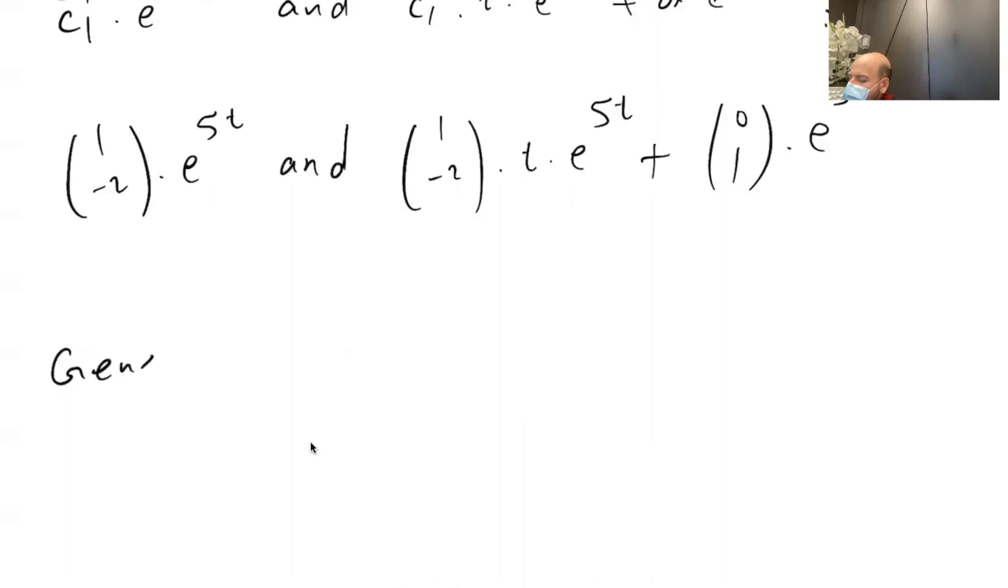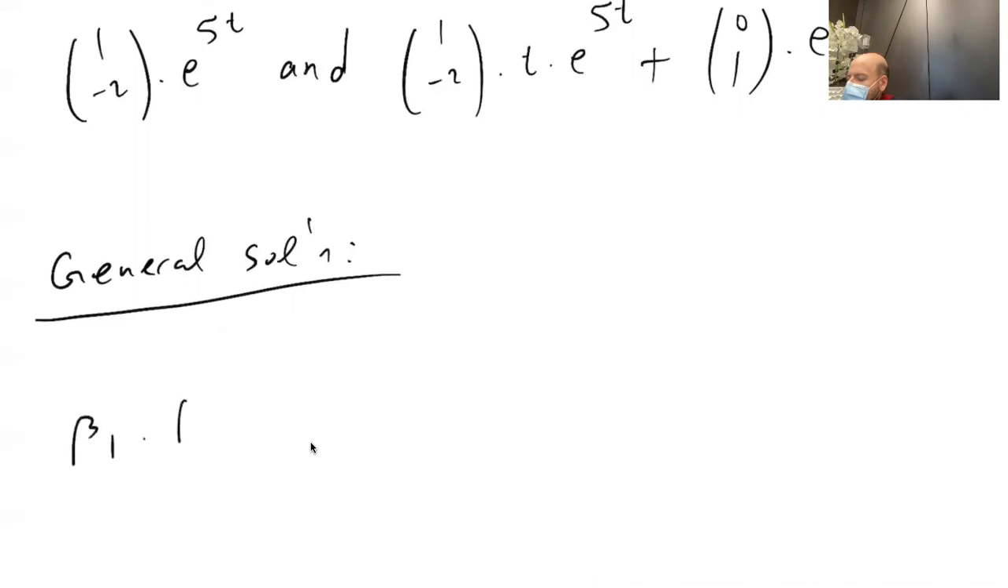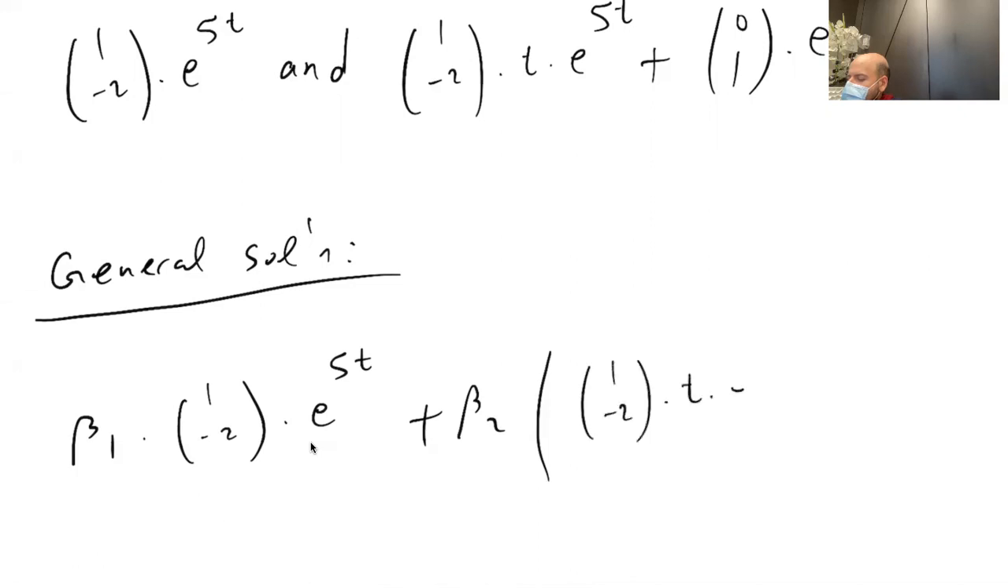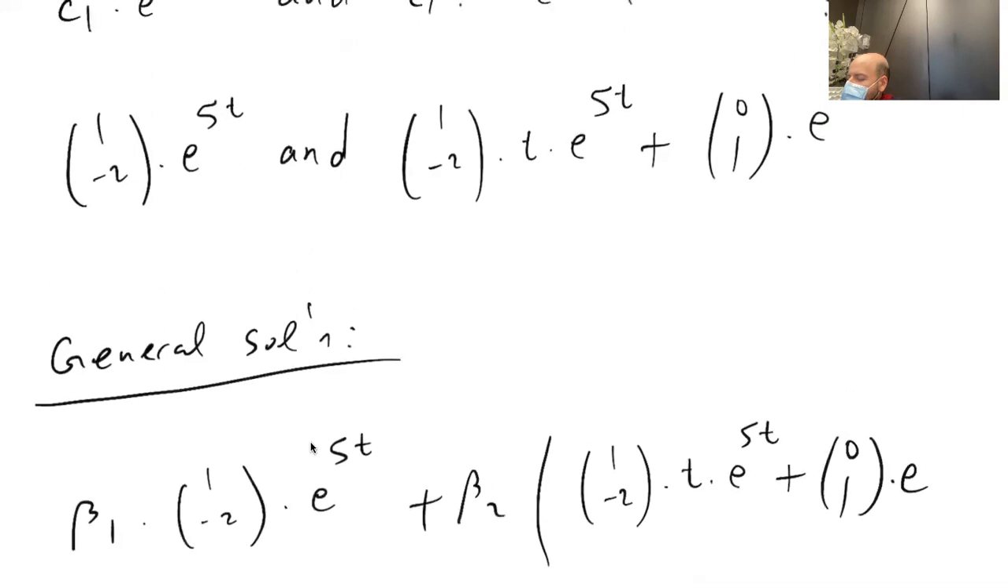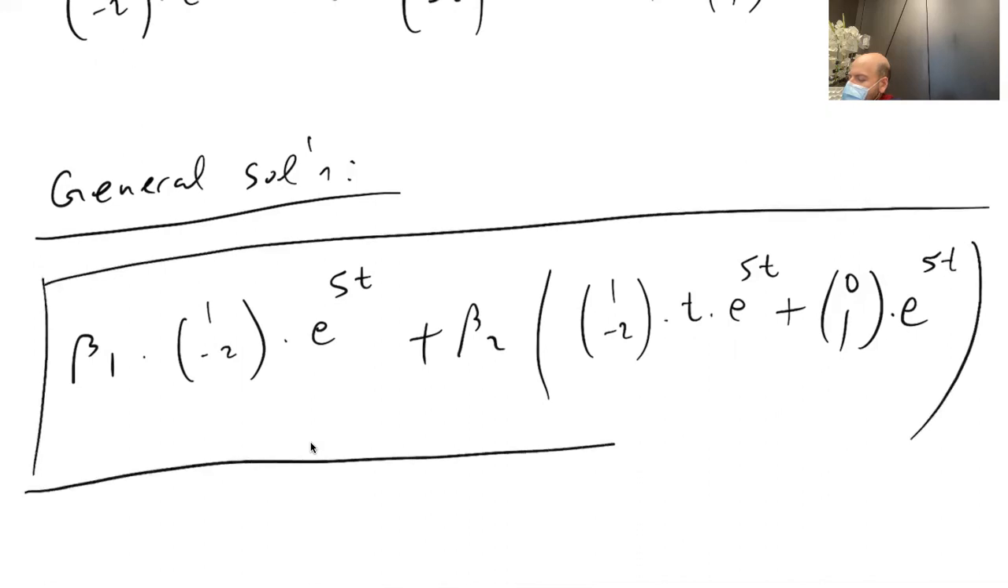And then the general solution will be a linear combination of the linearly independent solutions, like beta 1 times the first solution plus beta 2 times the second solution. So I can say beta 1 times 1 and minus 2 e to the power 5t plus some beta 2 times the second solution, which is 1 and minus 2 t e to the power 5t plus 0 and 1 e to the power 5t. This will be the general solution, and beta 1, beta 2 here are constants.